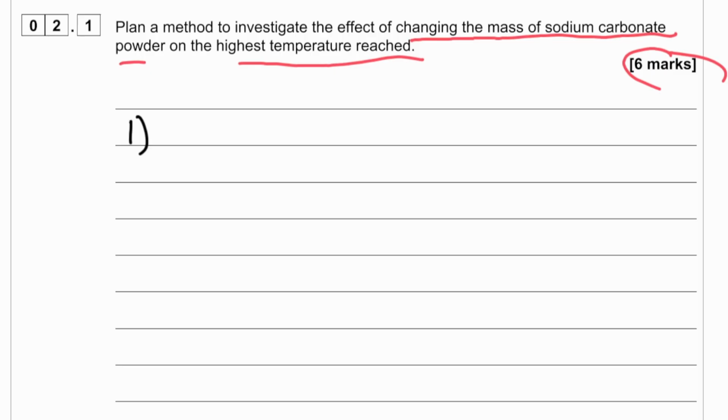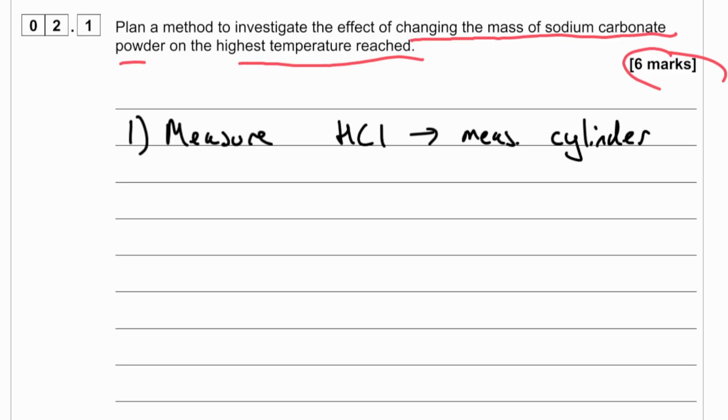So with these questions, you want to give a step-by-step method and as much detail as you can on each step. Step 1, we can say that we want to measure a volume of hydrochloric acid, which is HCl for short. And the key thing here is a 6 marker, so you want to give detail. How are you going to do this measurement? What equipment are you going to use? So you could say you're going to use a measuring cylinder. Okay, so something suitable. Measuring cylinder would work fine.